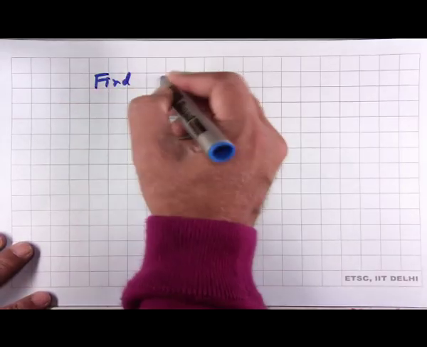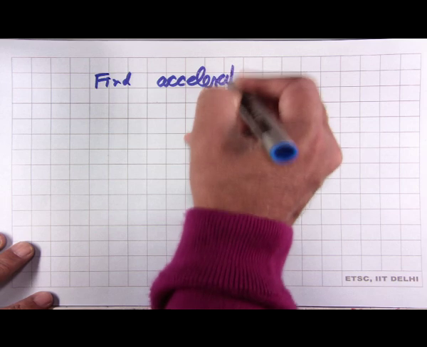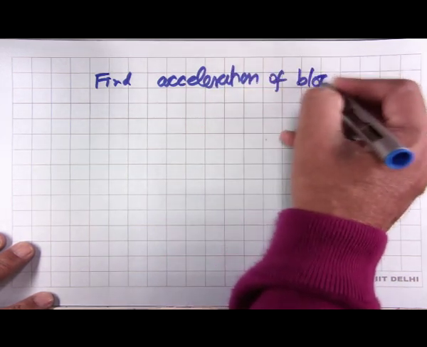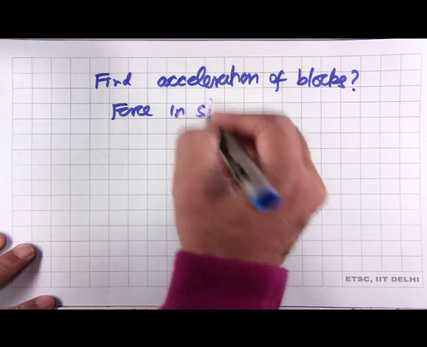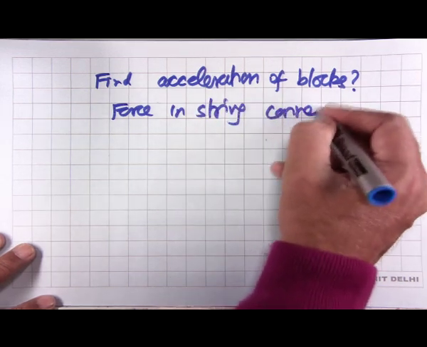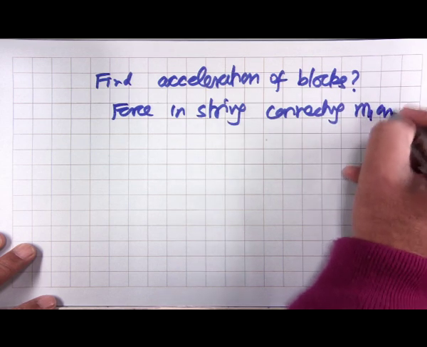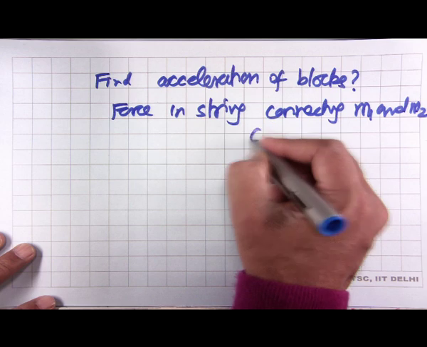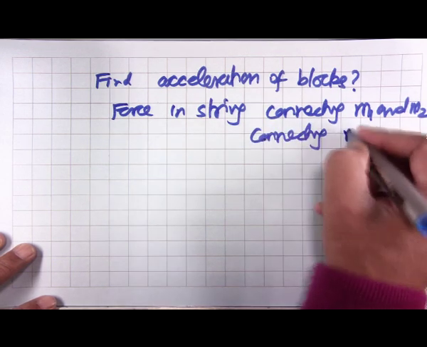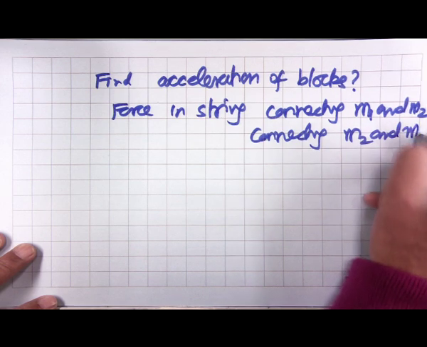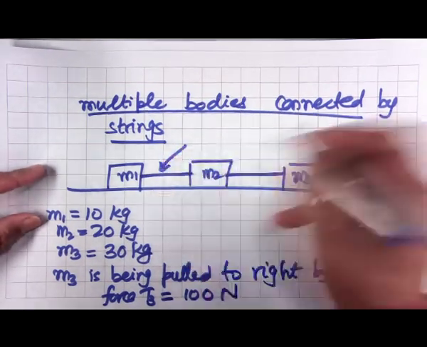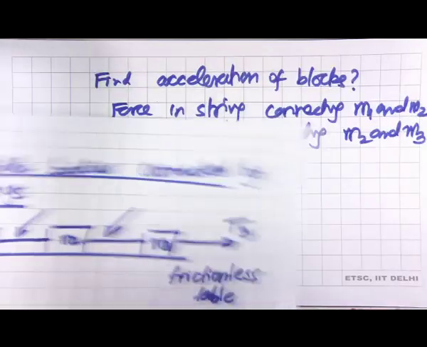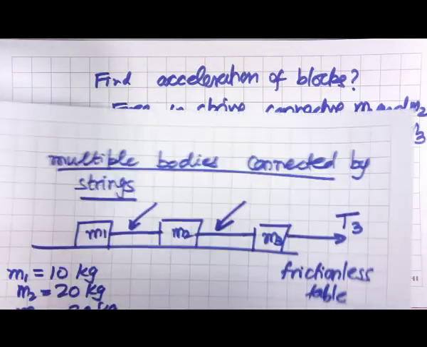We have to find the accelerations. So, what we have to find in this problem is the acceleration of the blocks and the force in the string connecting m1 and m2 and the string connecting m2 and m3. That means we have to find the force in this string and the force in this string, and at the same time we have to find the acceleration of the blocks.